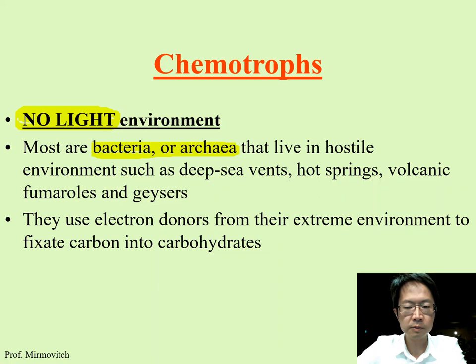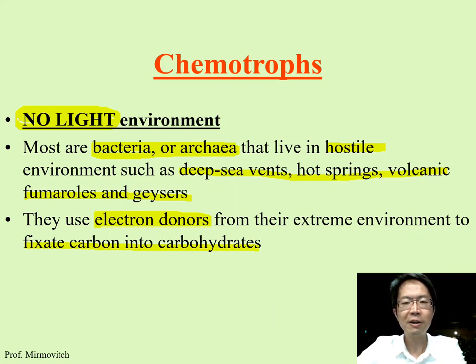See, hostile environments like deep sea vents, hot springs, volcanic fumaroles and geysers. They use electron donors from the extreme environment to fix carbon into carbohydrate. Electron donors are molecules that have a high energy content. Let's put it this way: electron donors are the molecules that carry high energy electrons.